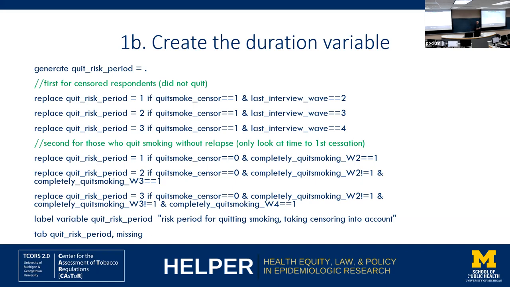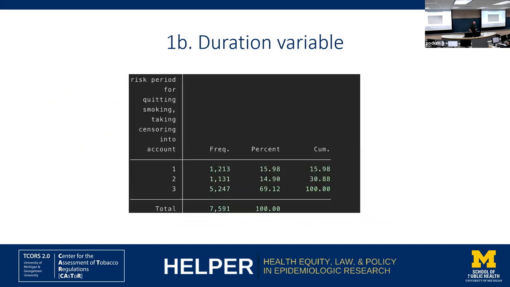And then it gets a little bit more complicated in a way, because we're looking at time until first quit. What we're saying is they didn't completely quit smoking in wave two, but they did completely quit smoking in wave three. Right? And then we do the same for wave four. So what we're getting there is a variable that looks like this.